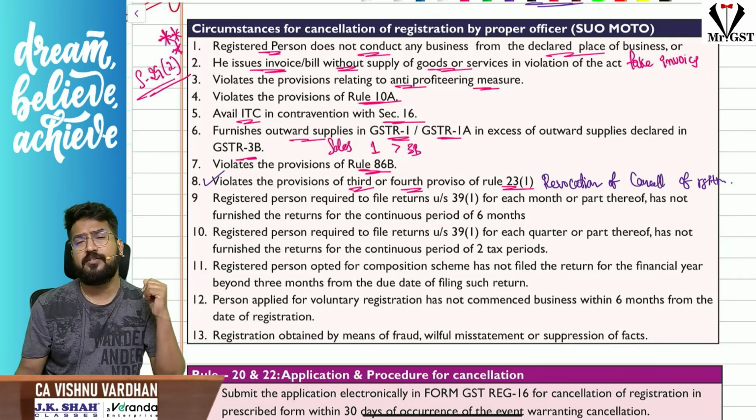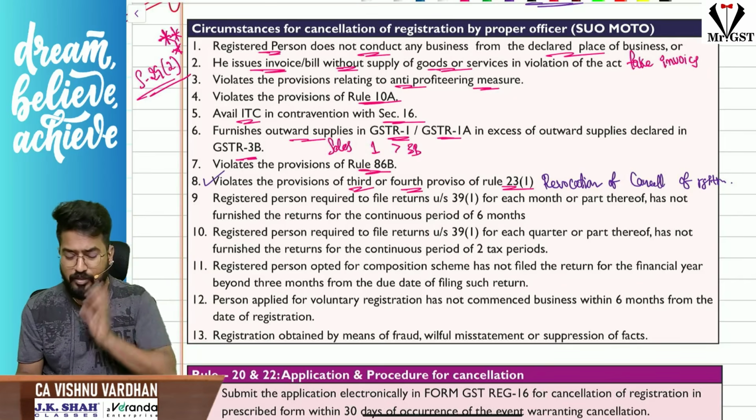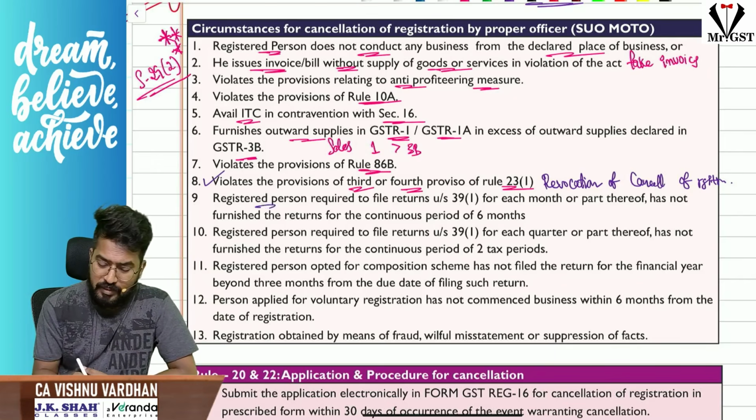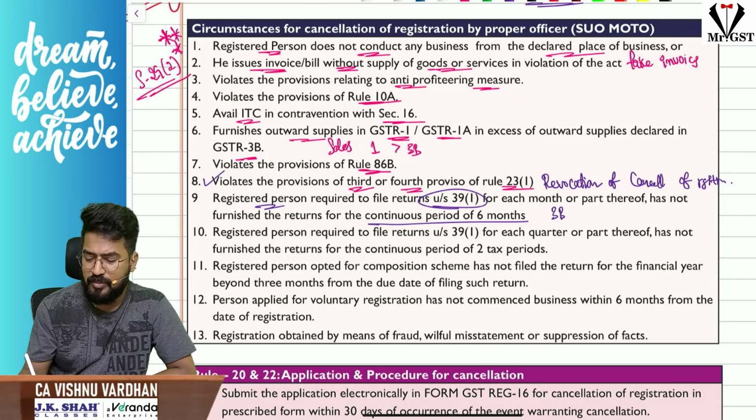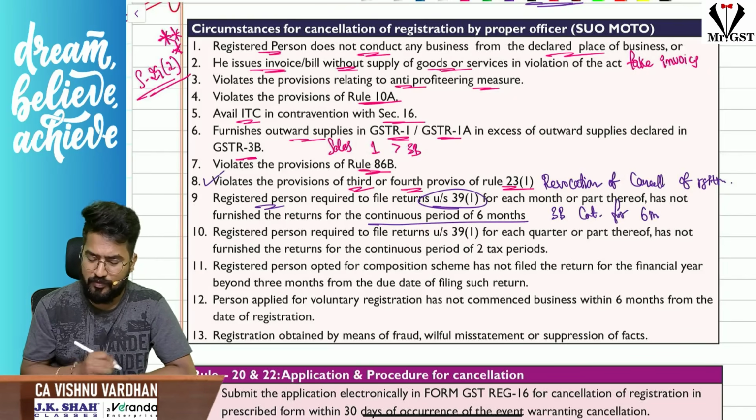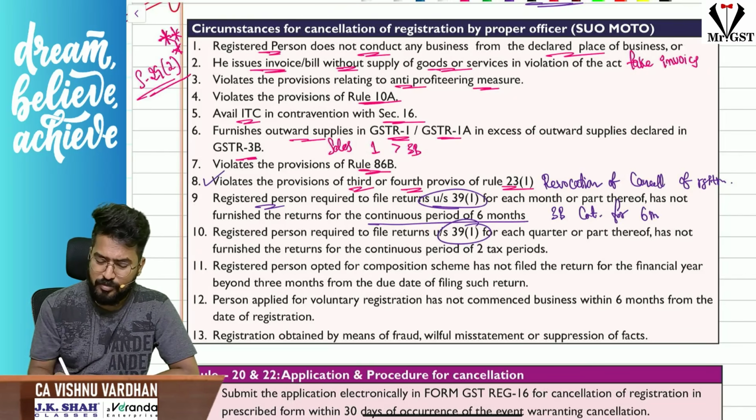You are not filing that within 30 days. Then again they can cancel your registration. Next, a registered person who is required to file GSTR 3B under section 39, that is nothing but what? Sir, GSTR 3B continuously for 6 months. So if you did not file GSTR 3B continuously for 6 months, or 3B when you are supposed to file on a quarterly basis.